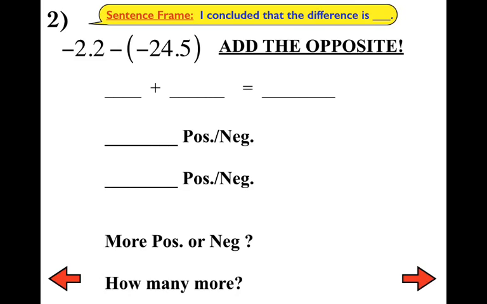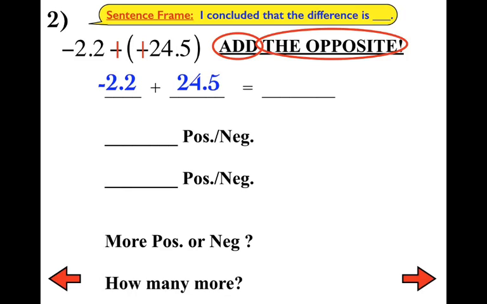All right, pause this flipped lesson and try number 2. First thing we need to do is to turn this into an addition problem by adding the opposite. So this is going to turn into negative 2.2 plus positive 24.5. So let's rewrite that. In the sum problem that I have now, I have more positives than I do negatives.